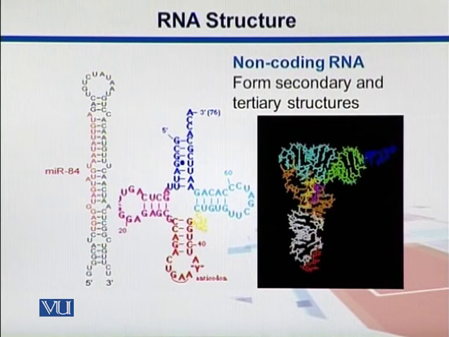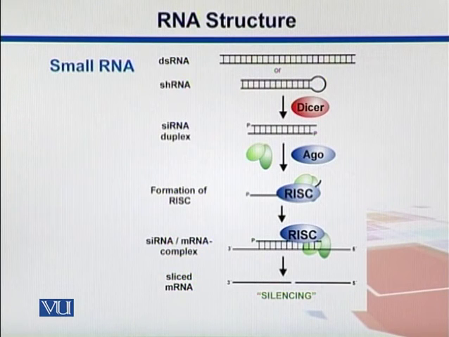Mostly those non-coding RNAs, since they need to play different regulatory roles and perform different functions, appear in different secondary and tertiary structures. Here on the left-hand side we see a microRNA, MIR84. We see a long hairpin-like structure. There is a long stem, and at the top we see a loop. In transfer RNA we see three loops, and we can also see the tertiary structure of transfer RNA in this black box.